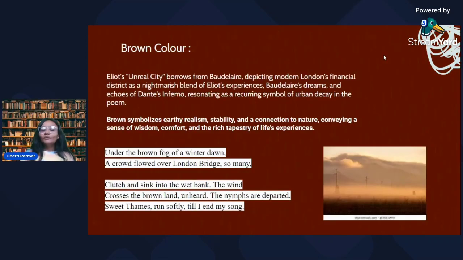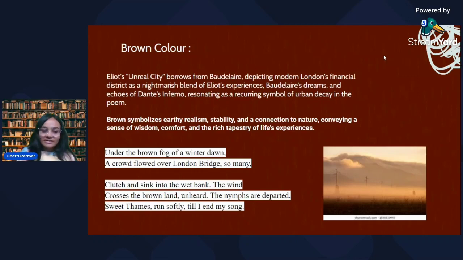Another color is brown. First, let's see that the brown color symbolizes earthly realism, stability, and connection to nature, conveying a sense of wisdom, comfort, and the rich tapestry of life's experience. But Eliot contradicts this because the modernist writers were using fragmentation or basically rejecting whatever norms and rules there are. So he uses this in another connotation.